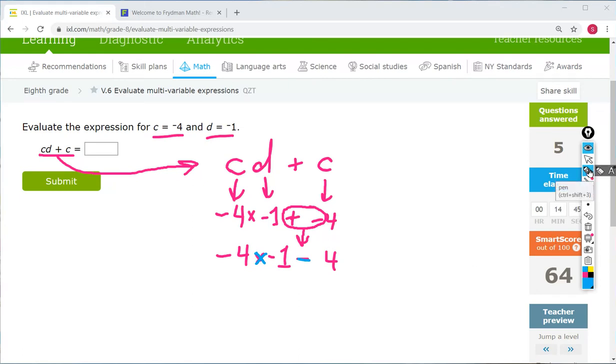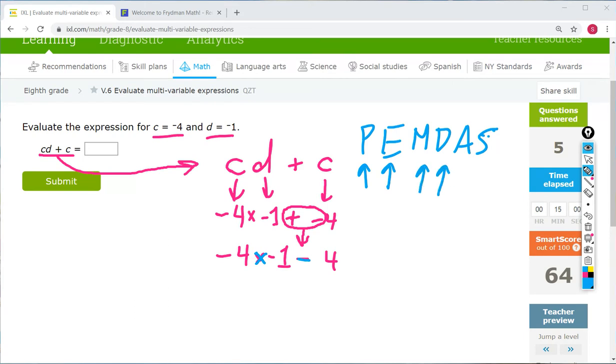Let me just remind everybody of PEMDAS, which stands for parentheses, exponents, multiplication, division, addition, subtraction. So multiplication and division come before addition and subtraction. And even though when you write PEMDAS, the M comes before the D, actually, when you're evaluating the expressions, if you see division first, you should do division first. If you see multiplication first, you should do multiplication first.